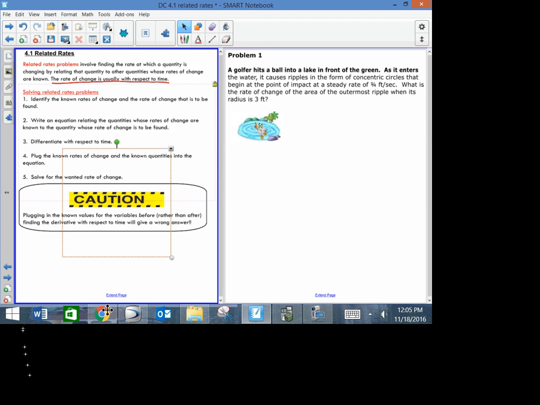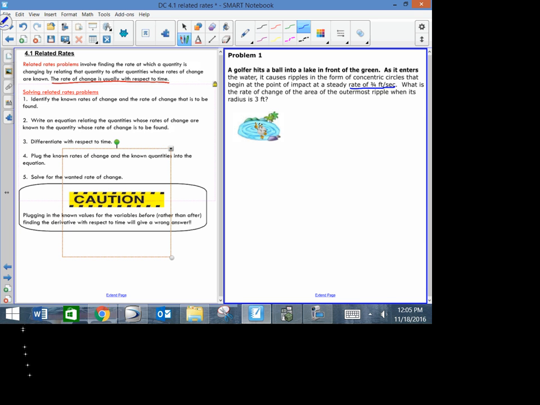Problem 1: a golfer hits a ball into the lake in front of the green. Okay, there's your ball. As it enters the water, it causes ripples in the form of concentric circles. So ripple, circle, circle, circle, right? That begin at the point of impact at a steady rate of 3/4 feet per second. I'm identifying that as a rate because I know that's a derivative. What is the rate of change of the area of the outermost ripple when its radius is 3 feet?